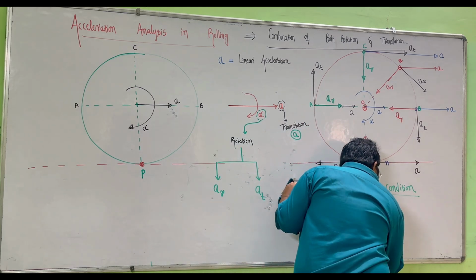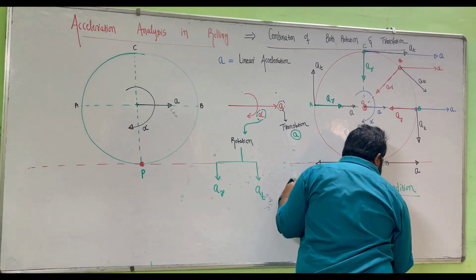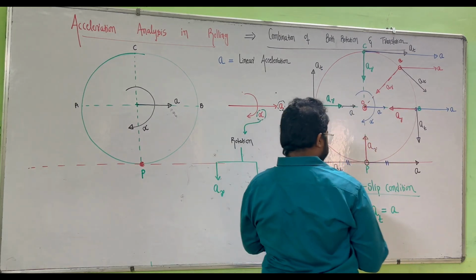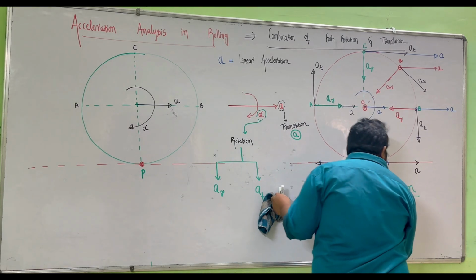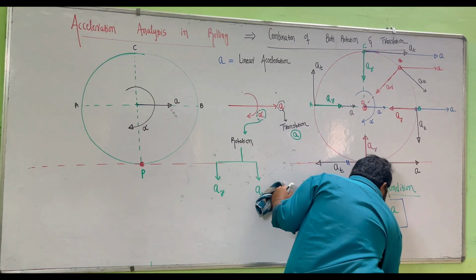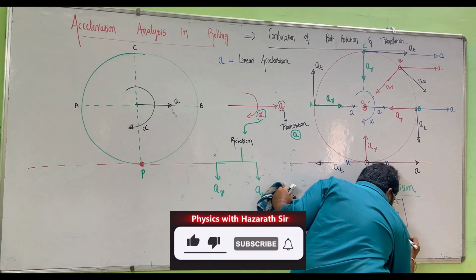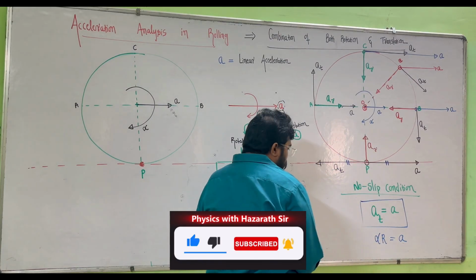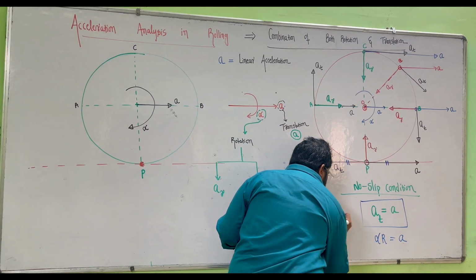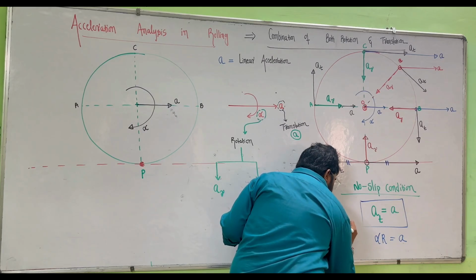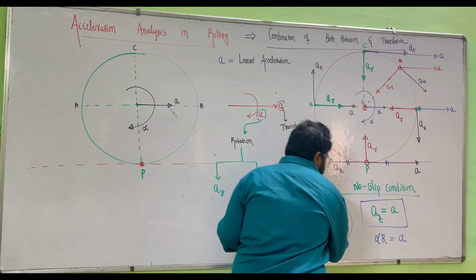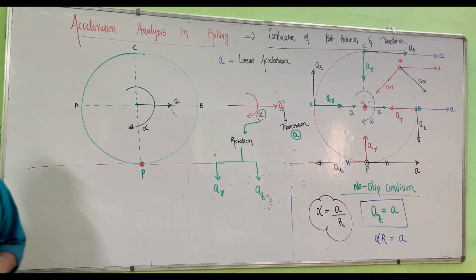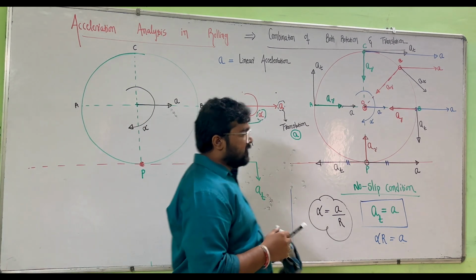Linear acceleration equal to tangential acceleration. Alpha r equal to A. You can confidently say that alpha equals A by r. What is the angular acceleration equal to? A by r. We can apply this part in dynamics of rolling. First you should know kinematics.